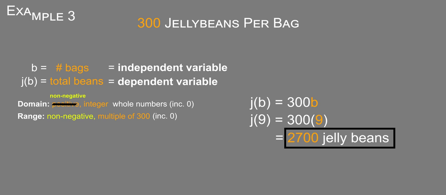And then just to recap, the function itself, the equation we wrote for the function: there are 300 jelly beans per bag, so J of b equals 300b. And then to determine how many jelly beans there are in 9 bags, we simply substitute 9 into that equation, and 300 times 9 is 2,700 jelly beans.